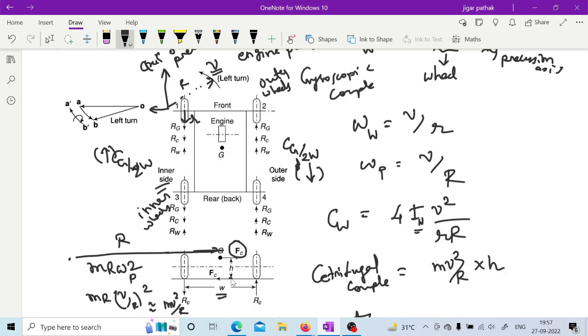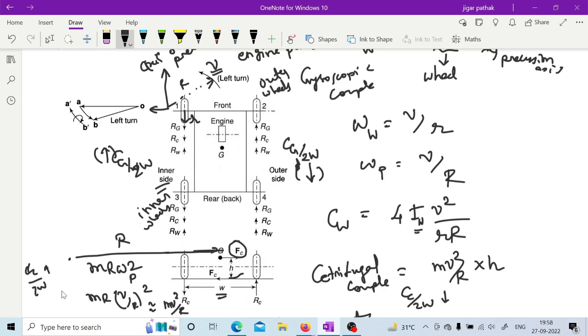As you can see here, the distance is given. And because of this centrifugal couple also, you will have the same Cc by 2w reaction on your wheel. Again, on the outer wheel it will be downward, and on the inner wheel it will be upward, Cc by 2w. So this is how you have these two couples.